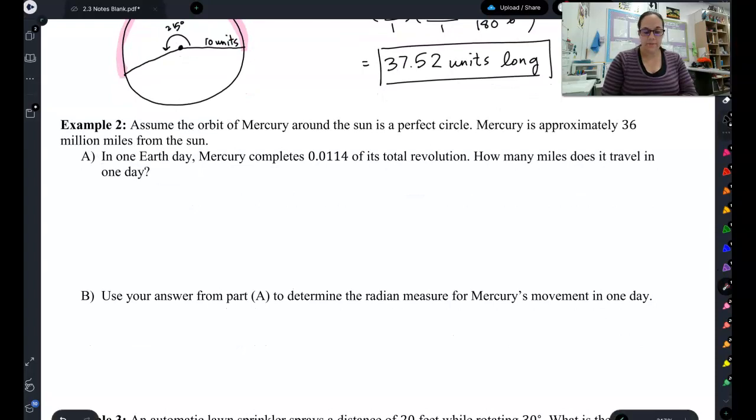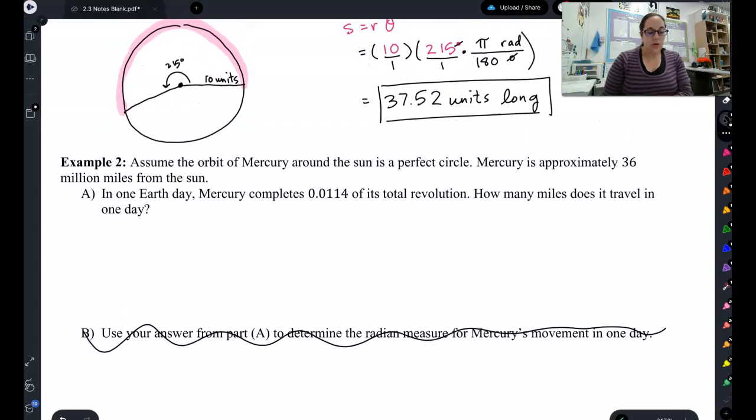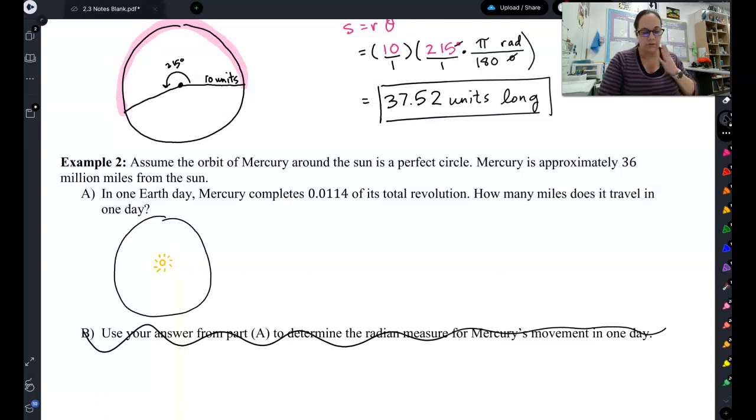Let's try another one. We're going to talk about Mercury. Mercury orbits around the sun, and we're going to pretend, just for the sake of this problem, that the orbit is a perfect circle. In actuality, the orbit's an ellipse. We're going to pretend it's a circle for this problem. Now, let's say my Mercury is right there. There's my cute little Mercury.